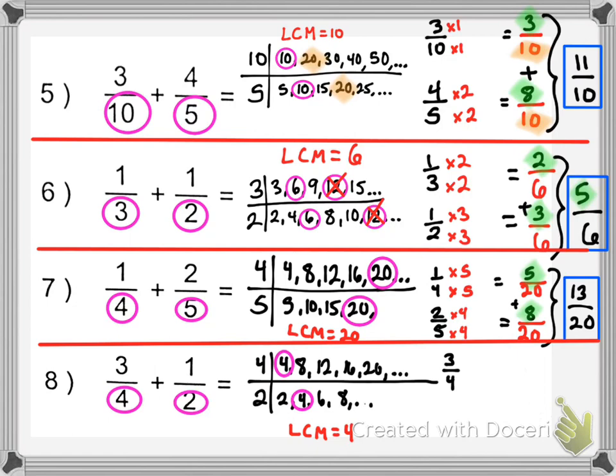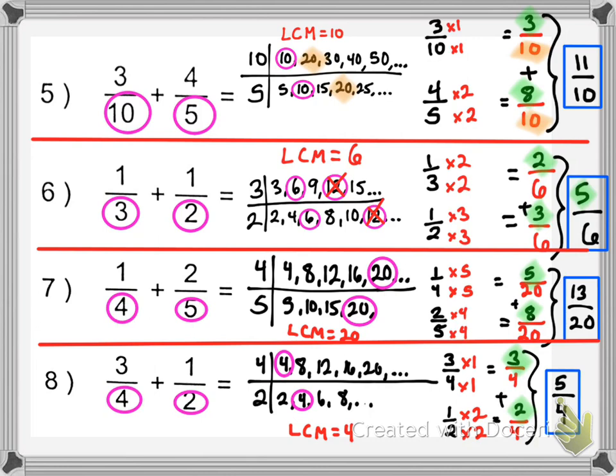I'm going to rewrite my fractions, 3/4 and 1/2, using my LCM as my new denominator, and I'm going to use a scale factor of 1 on the first fraction. 4 times 1 is 4, so 3 times 1 is 3. The scale factor for the second fraction of 1/2 is going to be a 2. So 2 times 2 is 4. So 1 times 2 is going to give me 2. Put these two fractions together, and 3 plus 2 is 5. 4 is the same, keeps the same denominator as before. So there are my answers for 5 through 8 using the LCM strategy.